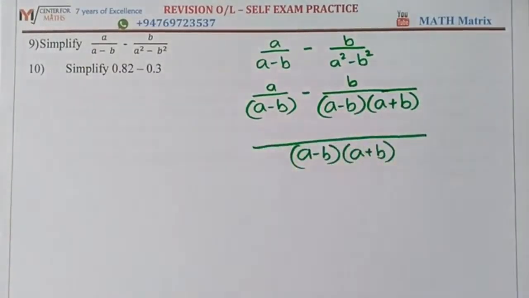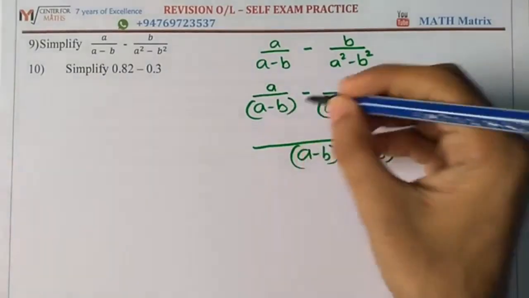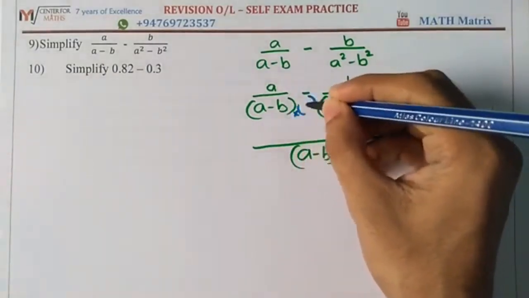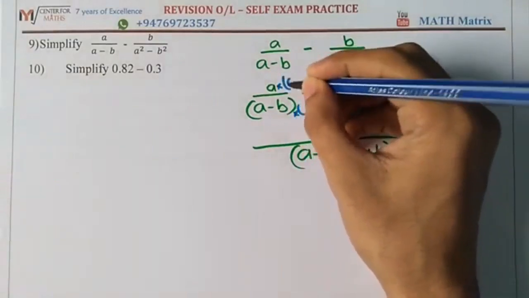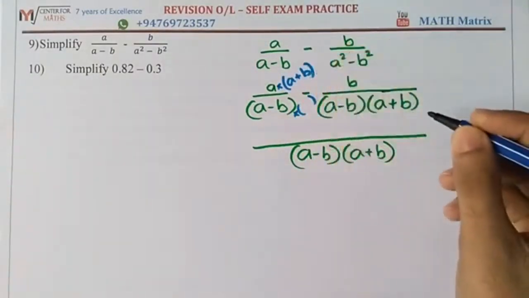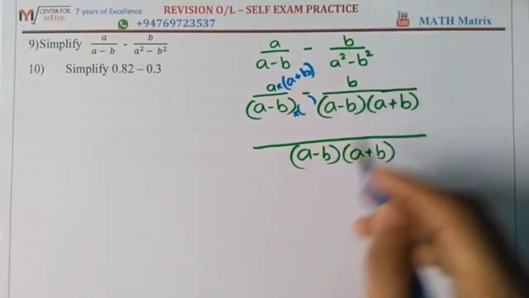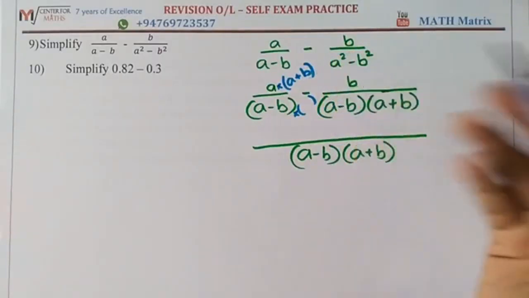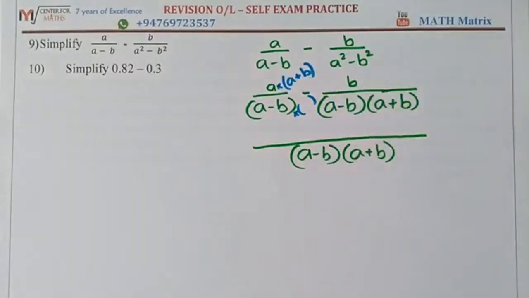Okay, right. So already you can see in the first term A minus B is there, but it requires A plus B. So we have to multiply this by A plus B. Again, we have to multiply the numerator also by A plus B. But on the right side, you can see both the terms are there, so we don't need to multiply this B by any other terms. So now we'll simplify this.